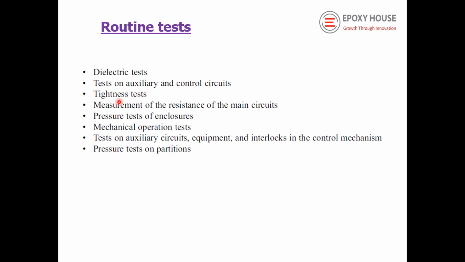So these are some of the routine tests earlier done in all GIS, like the electric test, auxiliary tightness test. This is the gas, how much is there, how much is the leak rate and all. Measurement of resistance of the main circuit, pressure test on enclosure, mechanical operation test. With that, you have all operations, the sequence of operations done to see the reference values, whether they are matching with the type tested values, and pressure test on partition. These are the routine tests.